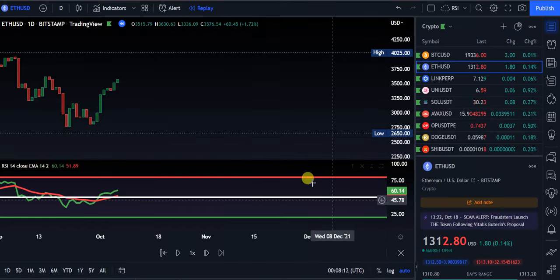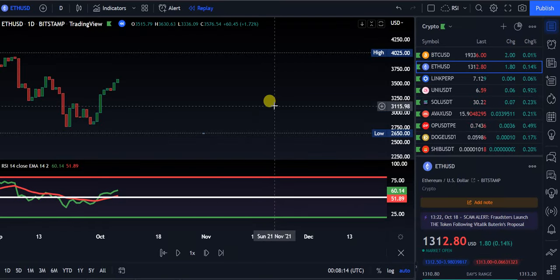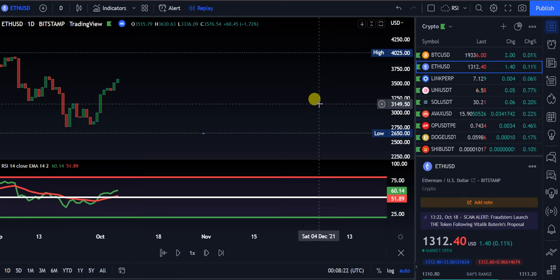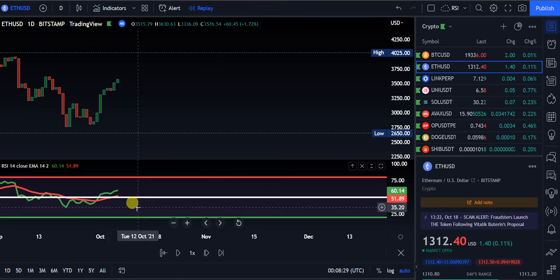In this video, we're gonna check the RSI indicator going back 12 months on Ethereum on the daily chart with the settings, and let's see if this strategy is profitable. Let's go. We're starting with the settings.